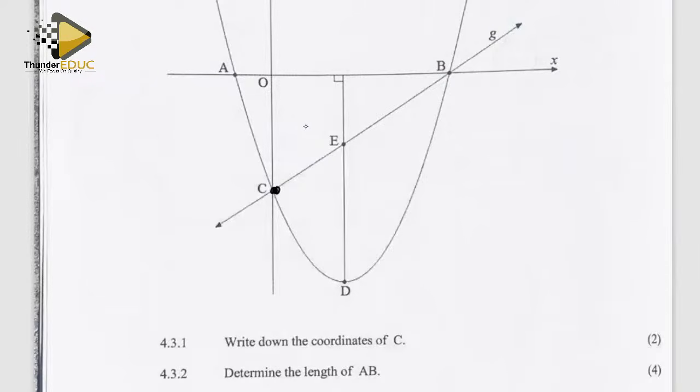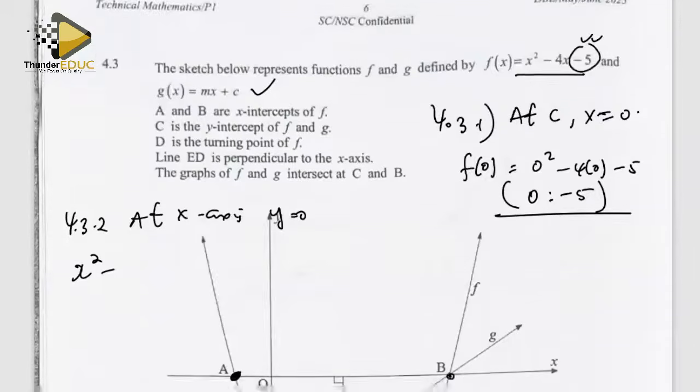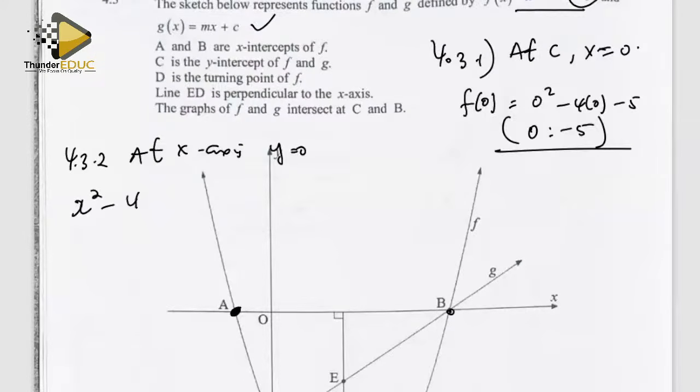4.3.2, they want the length AB. Technically, they want us to get the value of A, the value of B, and the distance. So we know that these are intercepts, and the graph of f is passing there. So at the x-intercept, at the x-axis, y is what? 0. So x squared minus 4x minus 5 is equal to 0.